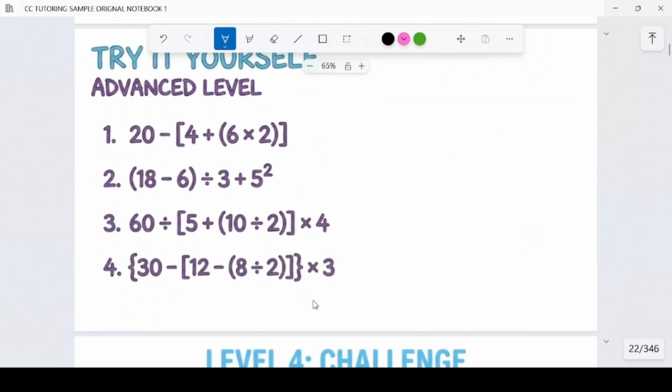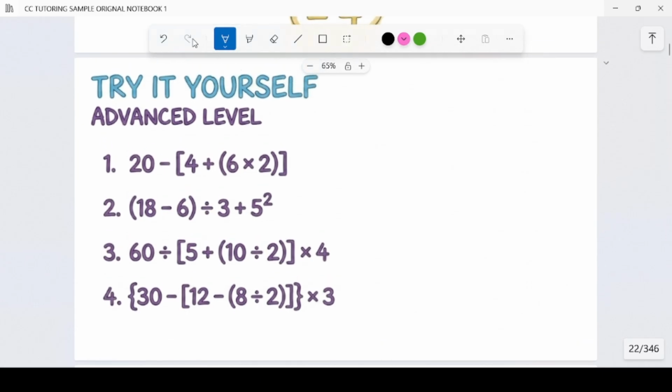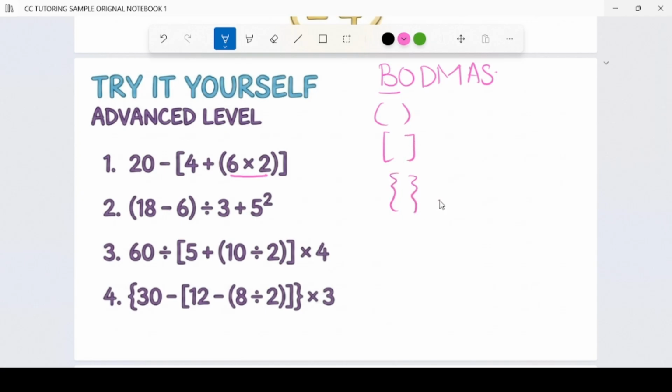Let us do some more. So now let us do this one. According to this, 6 ones are 6. According to BODMAS, brackets come first, but which bracket? First comes the round bracket, then square, then curly bracket. So 6 ones are 6, 6 twos are 12. 12 plus 4. Now I'm going to solve this bracket. Irrespective of what is happening, 12 plus 4 equals 16. So let me just erase it.